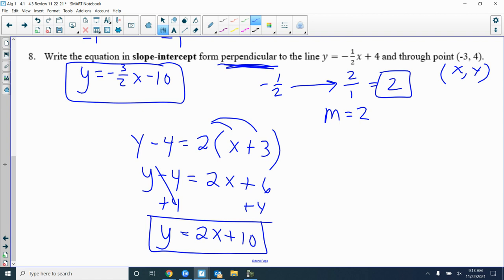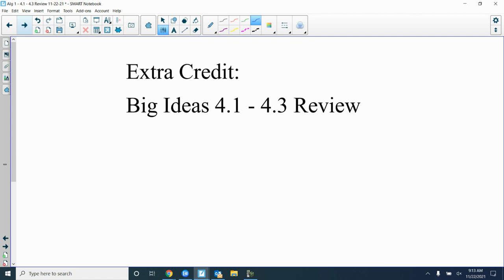Here's the best way to study tonight. You have the answers. Get a blank piece of paper, write the problem out, and work the problem. And see how you do. And then you can see where you made a mistake.